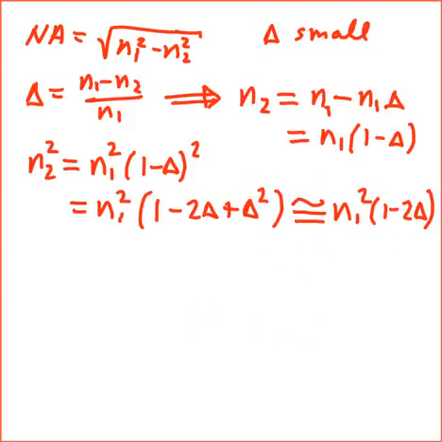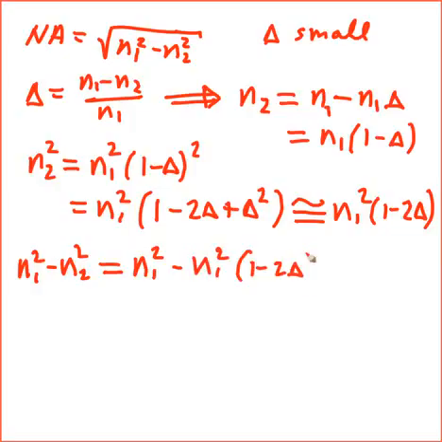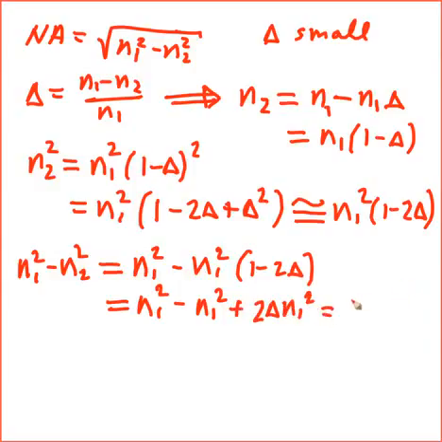And now all I do is I say, okay, the numerical aperture, let's write now n1 squared minus n2 squared, the thing underneath the radical sign of the numerical aperture. And let's just write this using this approximation for n2 squared. So it's n1 squared minus, now n2 squared is n1 squared, 1 minus 2 delta. And so you can see we get a cancellation here. This is n1 squared minus n1 squared plus 2 delta n1 squared, which is equal to 2 delta n1 squared.